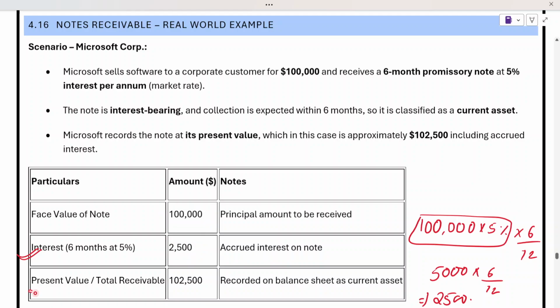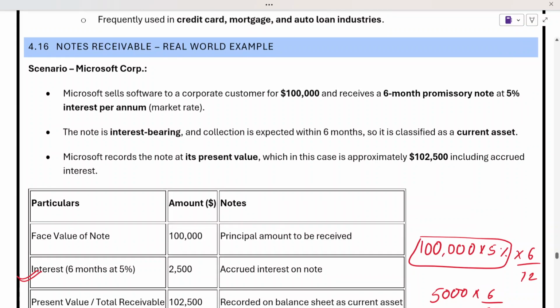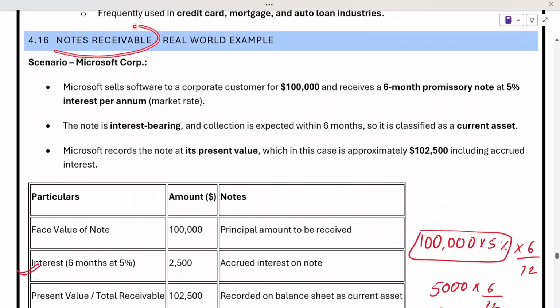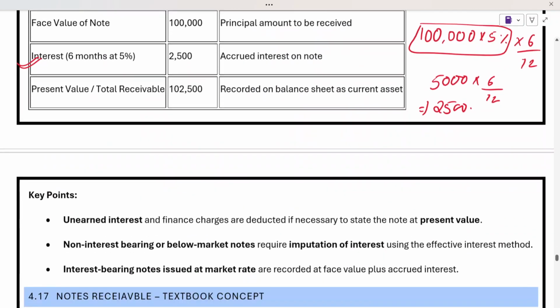So effectively, if we ask what is the total present value of the receivable, we can simply say it's around $102,500, which is recorded on the balance sheet as a current asset. So what are notes receivable? Effectively, these are receivables which you are going to receive in future, which many times contain an interest rate, or may not contain an interest rate, but in our case the interest rate was included. And after including the interest, the final overall value which you will receive becomes the overall value of that note.